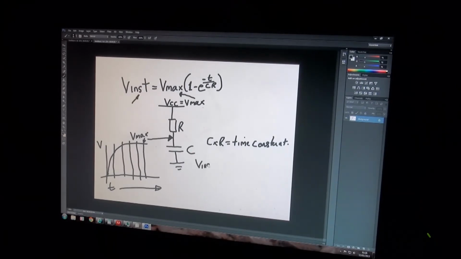So V instantaneous is equal to V max. Now for this circuit we're going to make V max equal 5 volts like that. So we can write 5 volts into our equation. And the next part in brackets is of course 1 minus e. Now we said we were going to find the voltage after 1 second, so t is 1, and we said that we would make the time constant 1 as well. So the power to e effectively becomes minus 1, like so.